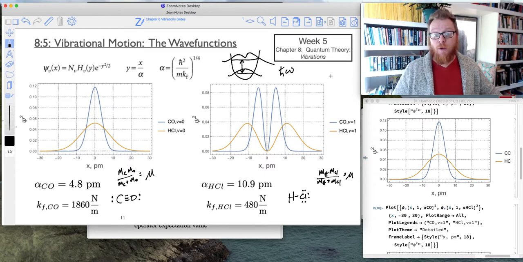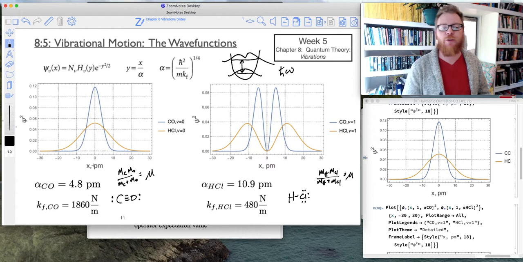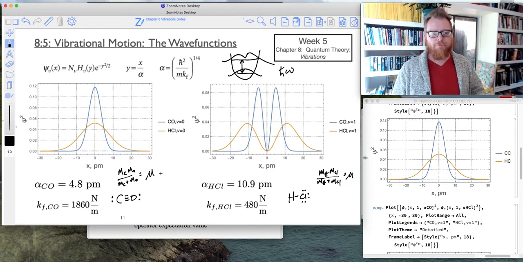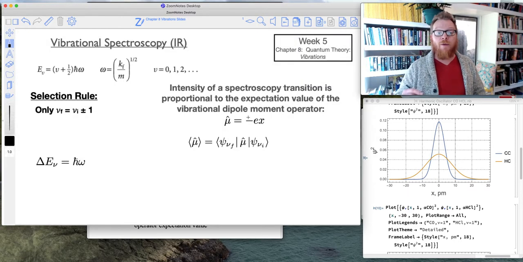Obviously each of these molecules will have different h bar omega spacings because they have different oscillator frequencies and different reduced masses. And we can also talk about the intensity of a spectroscopic transition.